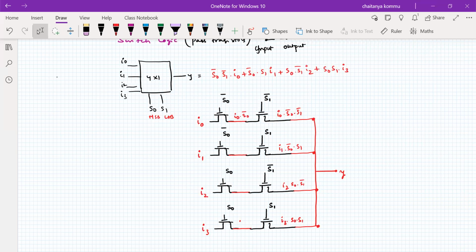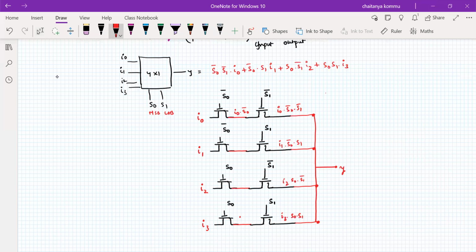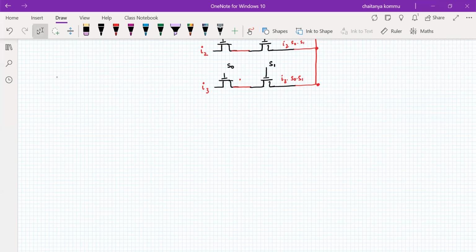If you want to do this with CMOS implementation, it takes a lot of time and more transistors are required. But here, it is possible with fewer transistors. This is the circuit. What is the stick diagram for this one? Fortunately, we have a stick diagram in our textbook, so we consider that.